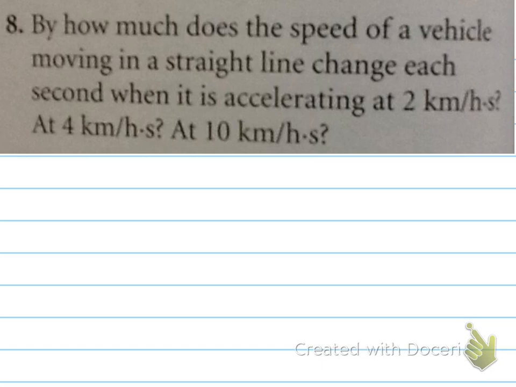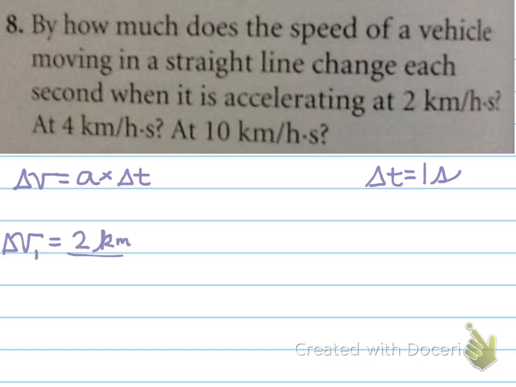So if we want to know our change in velocity, it's our acceleration times our change in time. And notice in our problem here, our delta t is 1 second because it tells us each second. And they give us 3 different accelerations. So our change in velocity for our first example is 2 kilometers per hour per second times 1 second, which gives us 2 kilometers per hour.